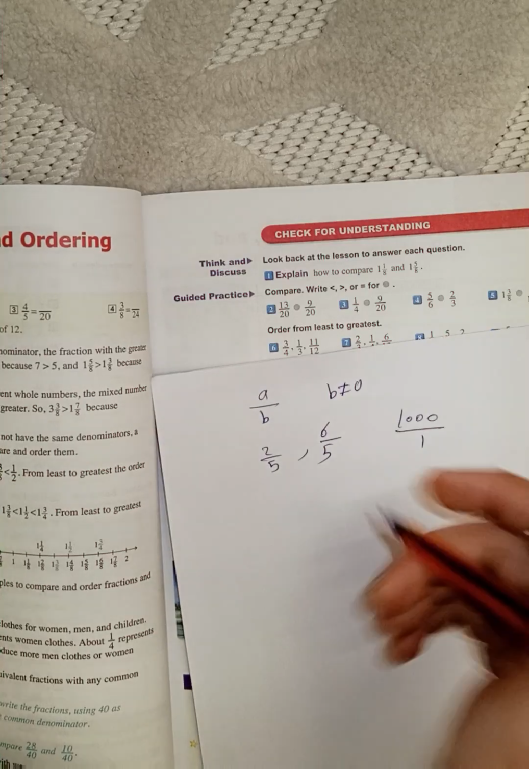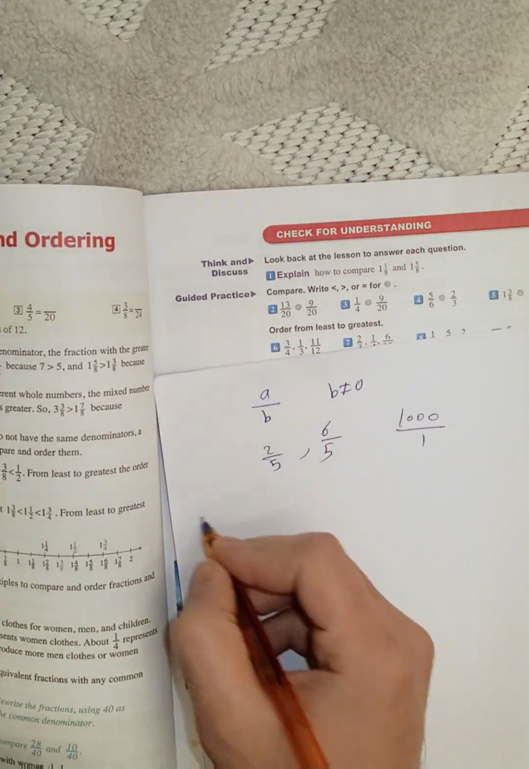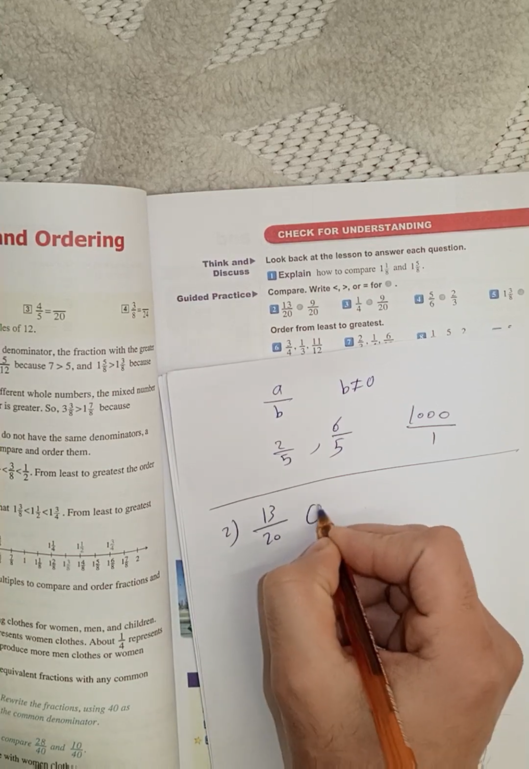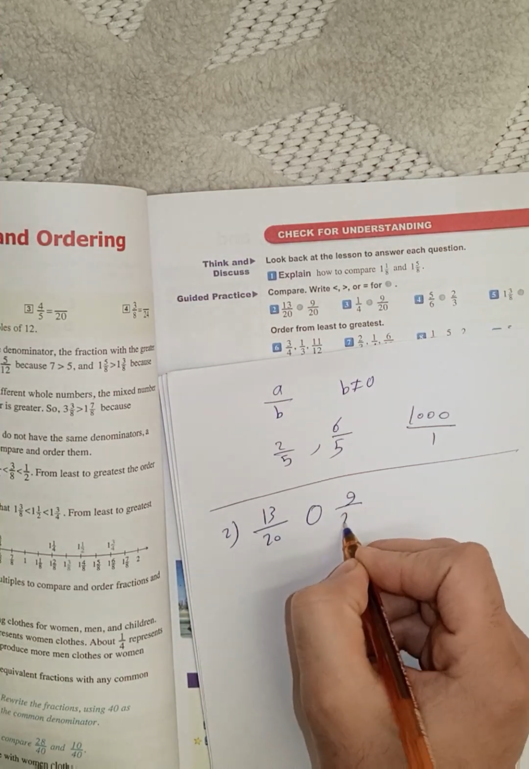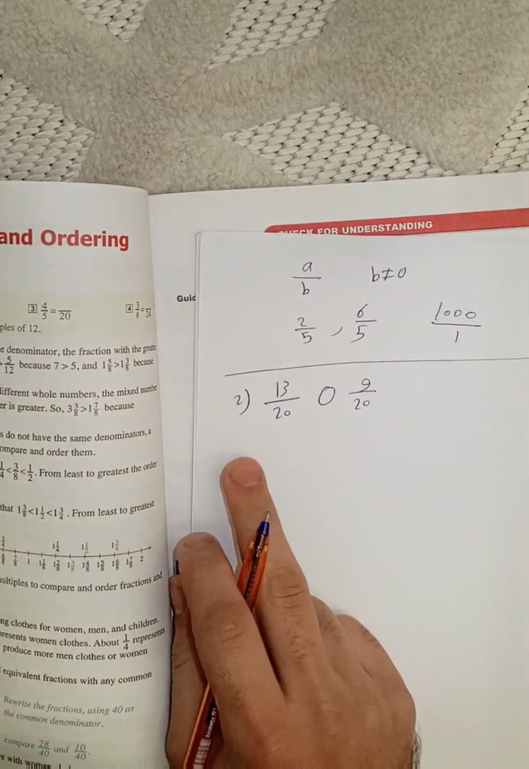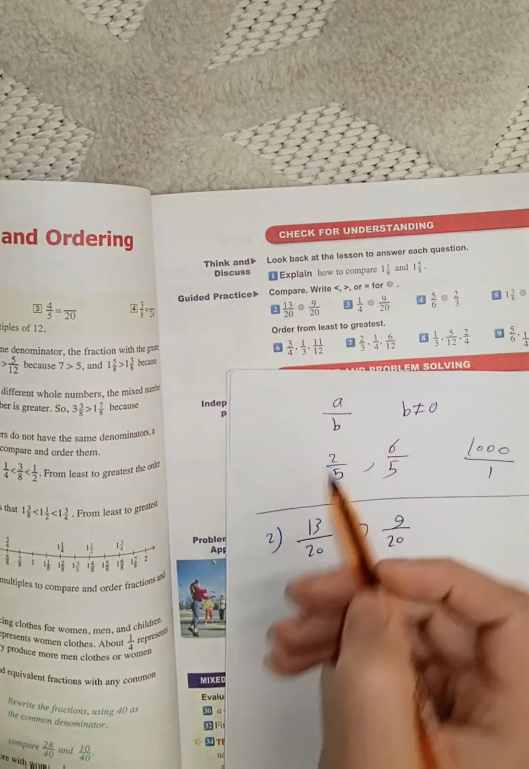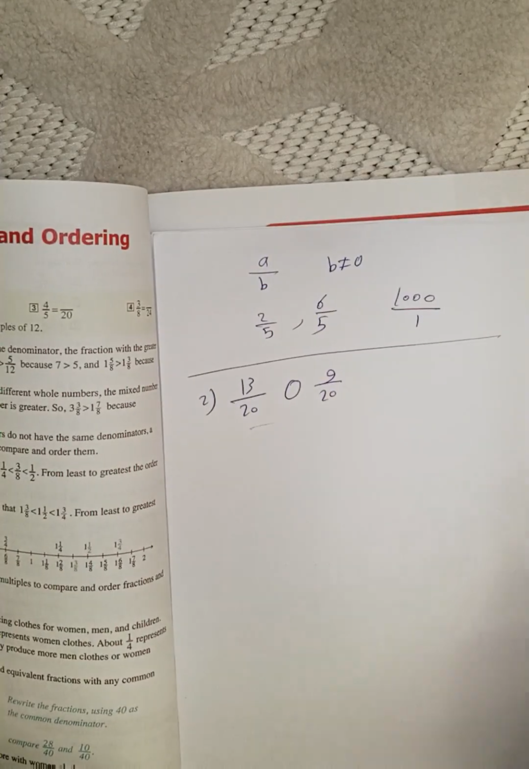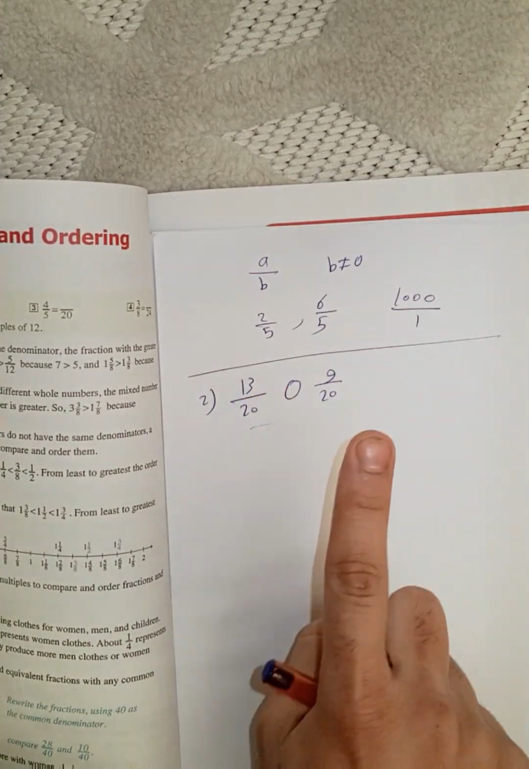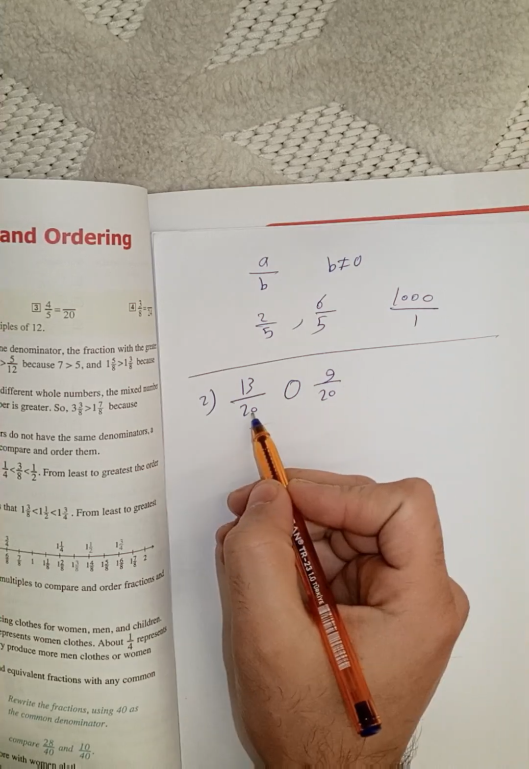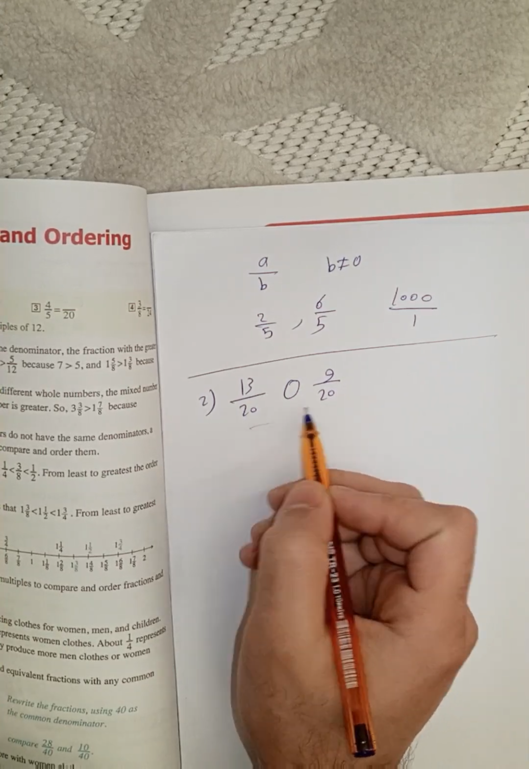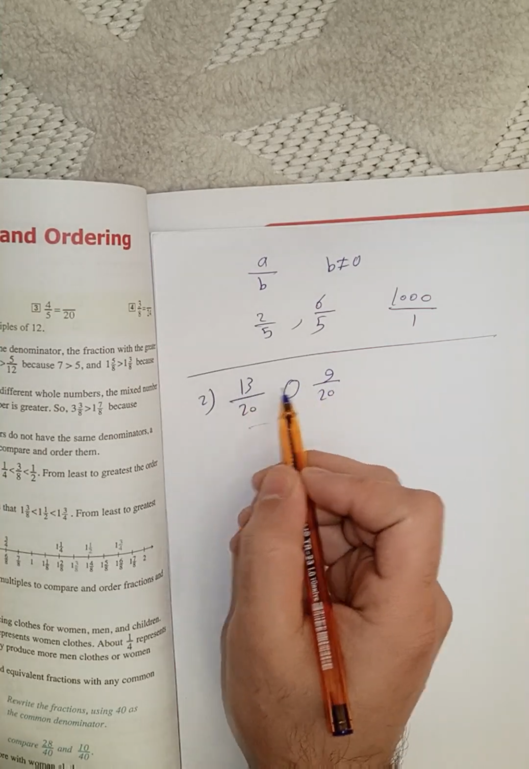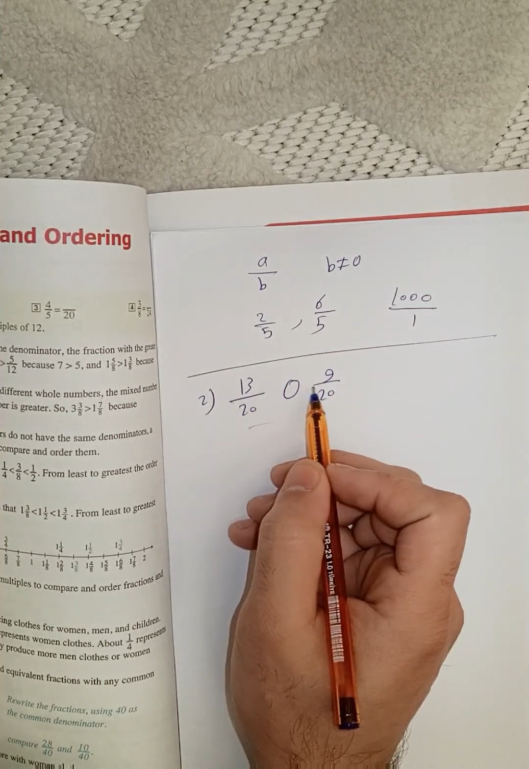Okay, let's say question 2. Question 2 is 13 over 20 and 9 over 20. The question says compare. How can we compare these two fractions? In comparing fractions, there are two cases. The first one, look at the denominators. If the denominators are the same, just look at the top numbers. Compare the numerators, these two.